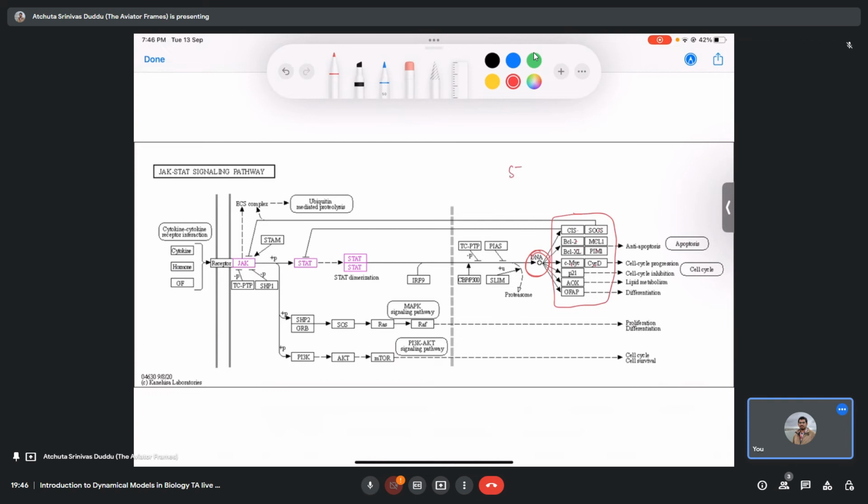So I'll just write down that here, STAT, SOCS, this negatively inhibiting. So this is one, and the other is JAK, STAT, SOCS. This is negatively inhibiting. Right, these are two negative feedback pathways you can see.